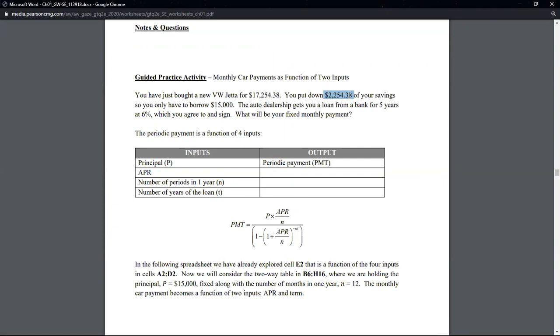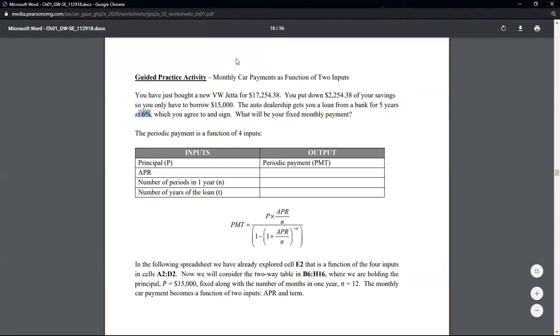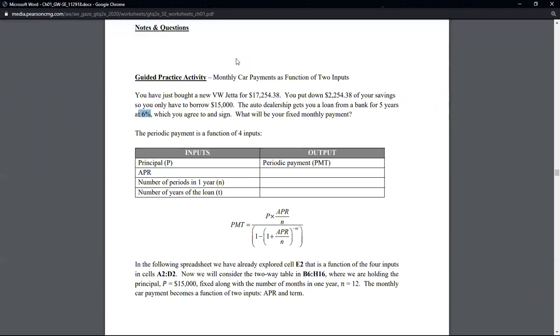So we're only going to borrow $15,000. This right here is the principal on this loan. $15,000 is the principal. Principal means amount borrowed or amount loaned. Now the auto dealership is going to give you a loan from the bank for 5 years at 6%. If you've got good credit, 6% is a little high right now, but it is what it is.